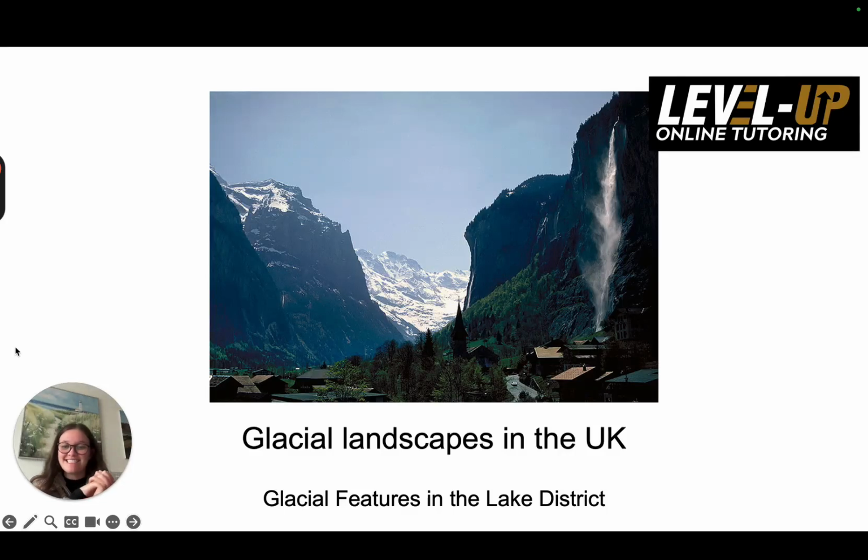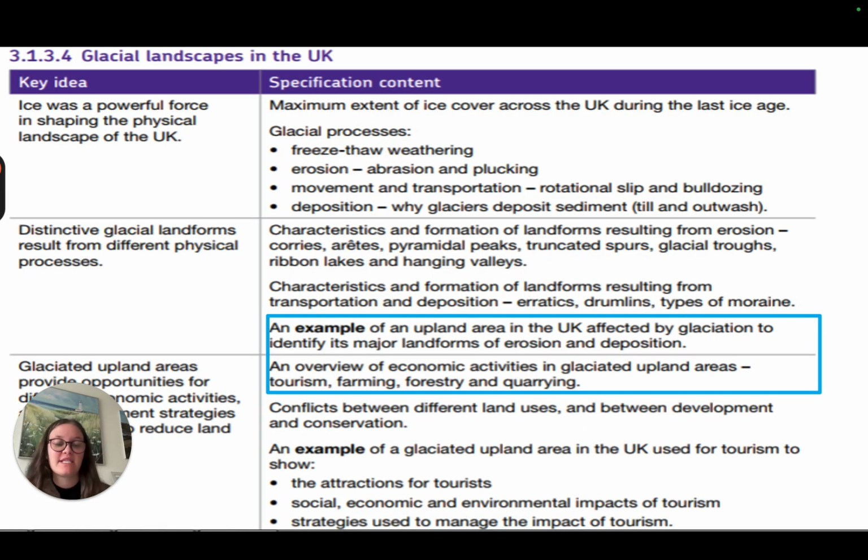Hello and welcome back. Today we are thinking about a case study. So we're looking at glacial features in the Lake District today. So let's get going. As always, we start with the specification, and this is where this lesson comes from.